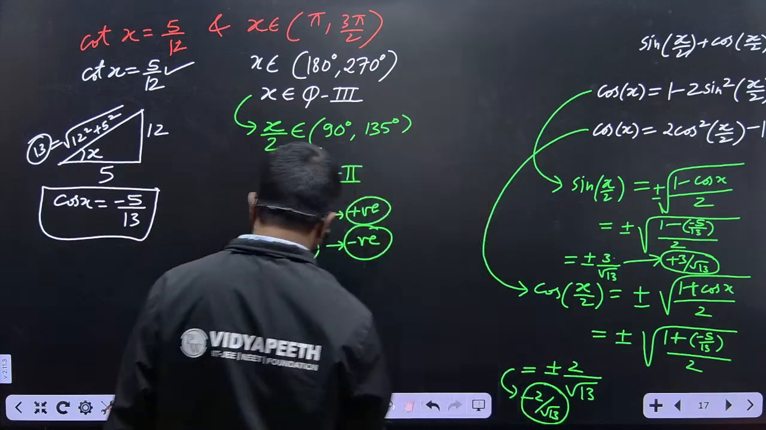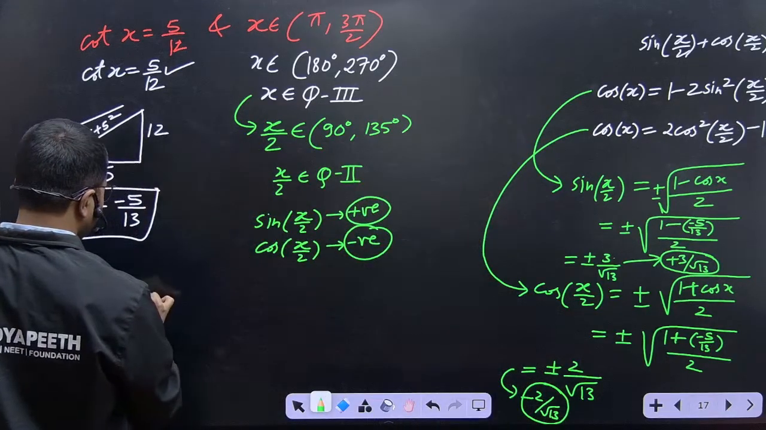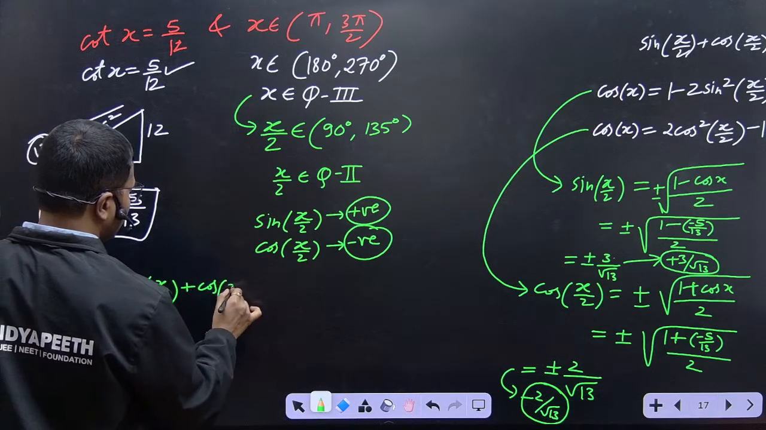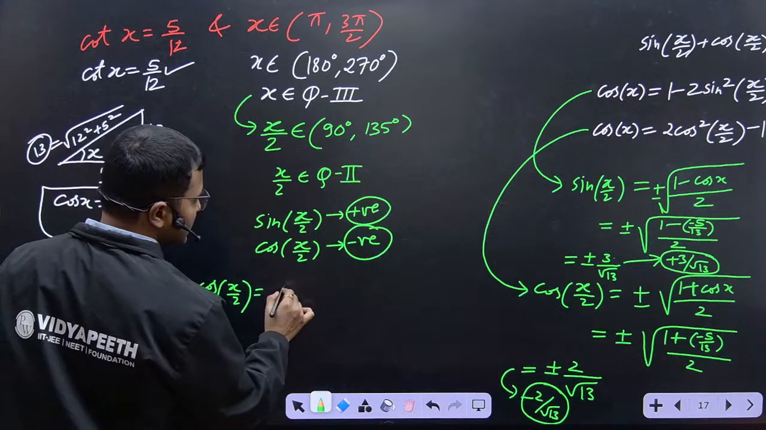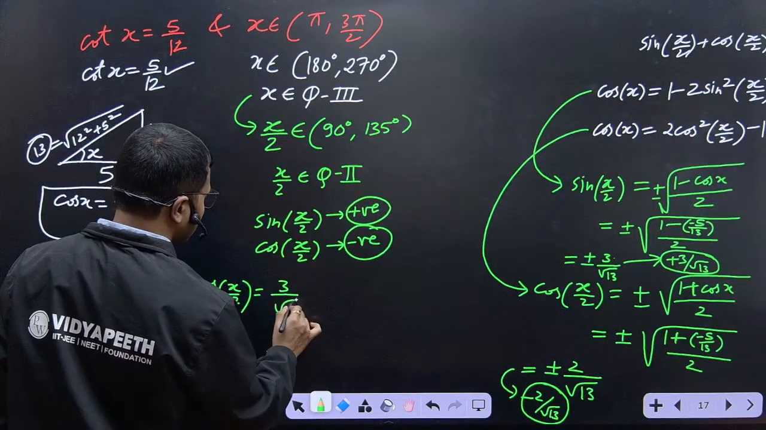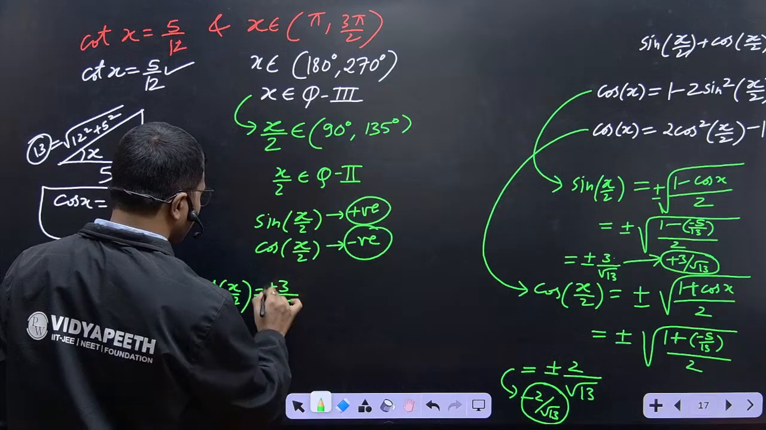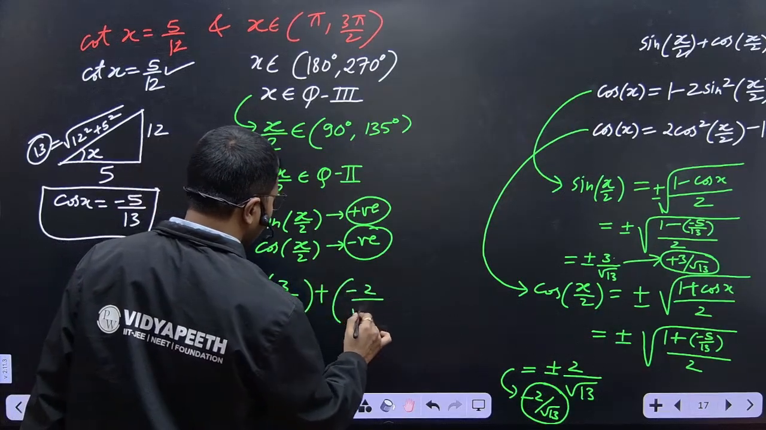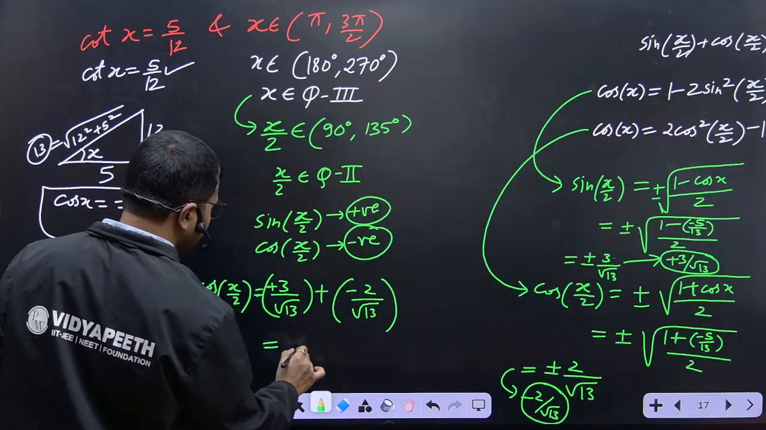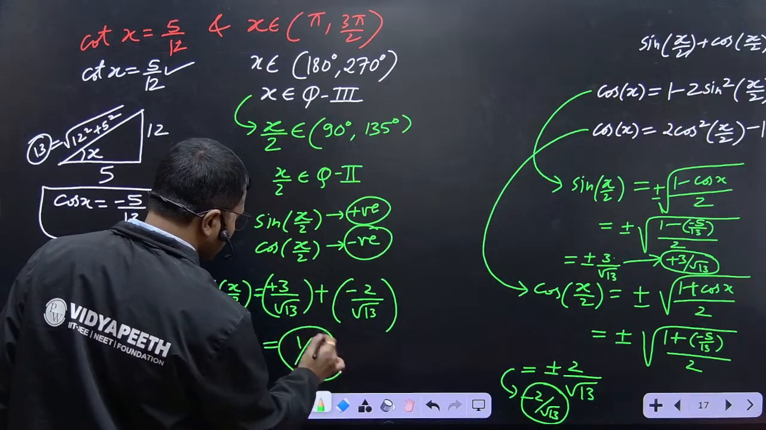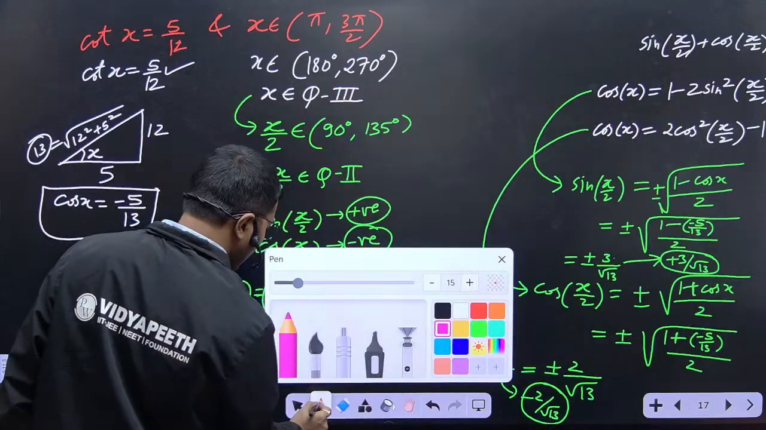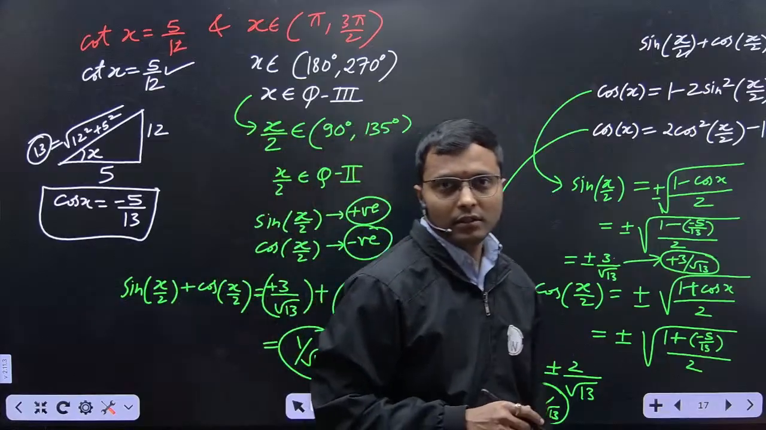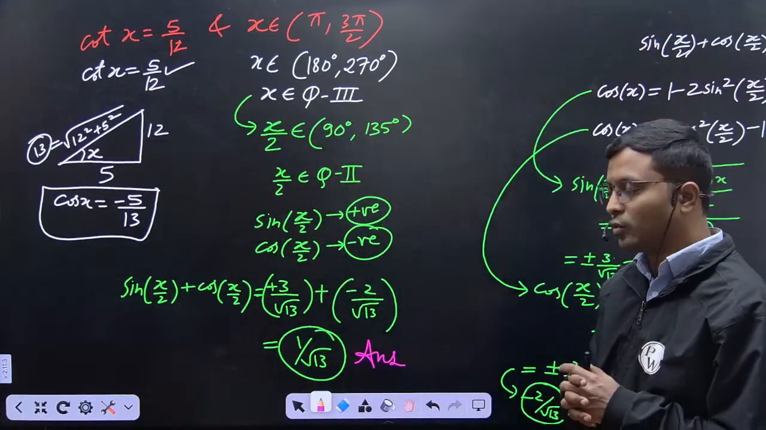So we got both the values. Finally we will get the answer. Sin x by 2 plus cos x by 2 is equal to, sin value is 3 by root 13 plus cos value is minus 2 by root 13. So finally we get the answer as 1 by root 13. That is our answer. Okay, so we got the answer as 1 by root 13.